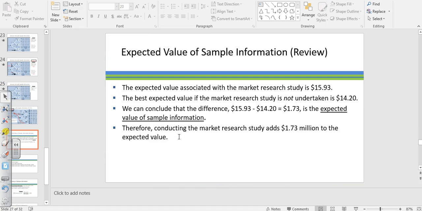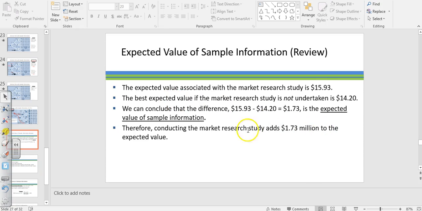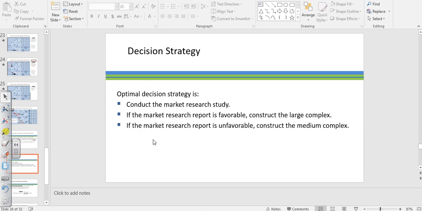Okay. So, optimal decision strategy. Conducting the market research study, right? Do we conduct it or do we not? Well, we've determined that conducting it adds 1.73 million to the expected value of whatever our business is. So, yes, it's a good idea for us to do the market research study. If the market research report is favorable, construct the large complex. If the market research report is unfavorable, construct the medium complex.